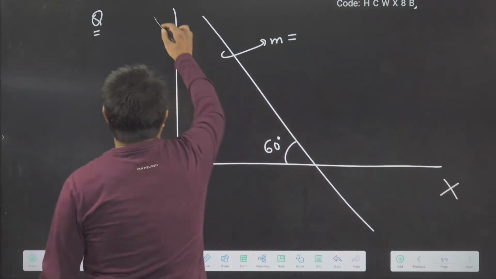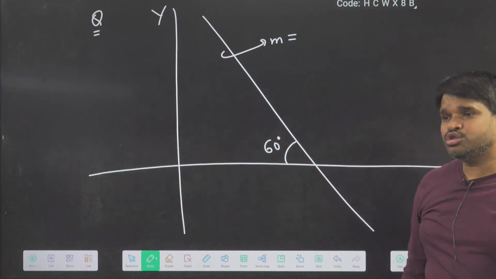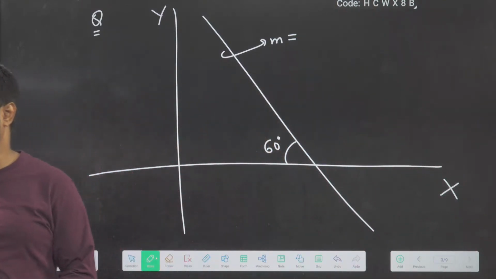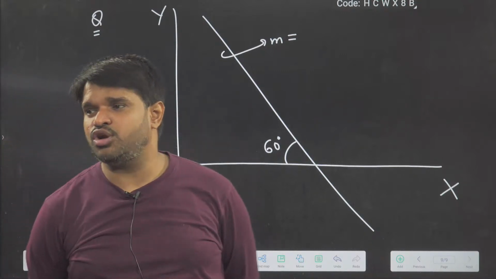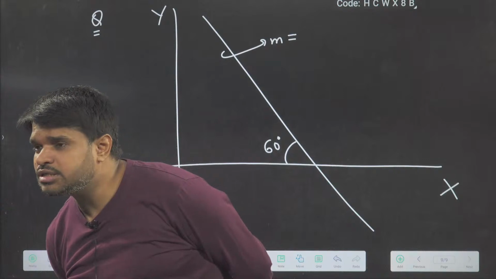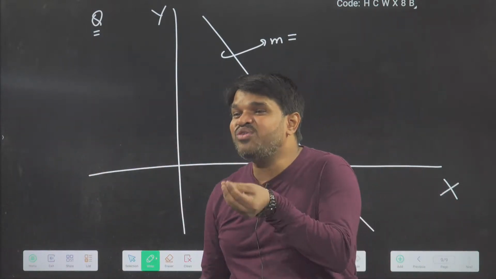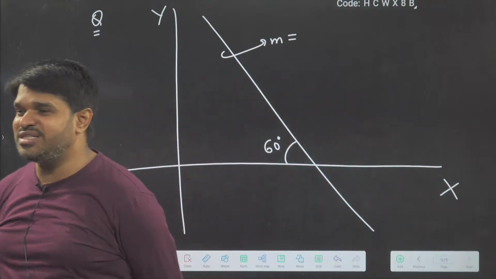Find the slope of the line value. Aryan Anand, root 3 is wrong. Snehita Reddy is answering correctly. Yes. I told you the value of tan 120, no? In the beginning I told you these values.